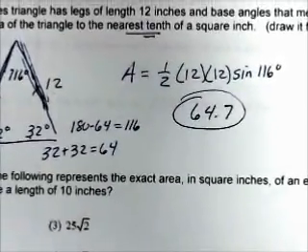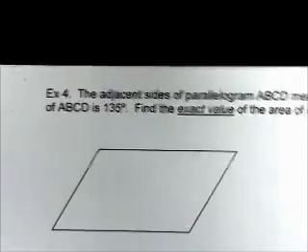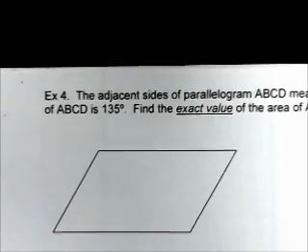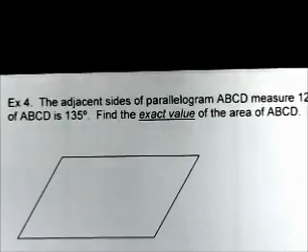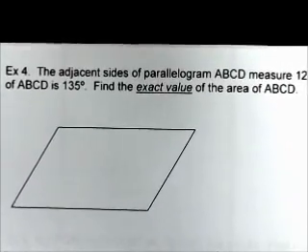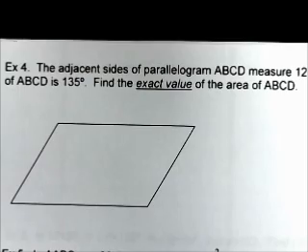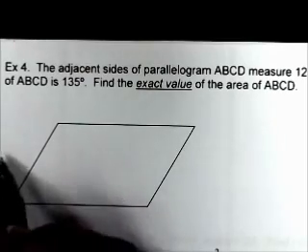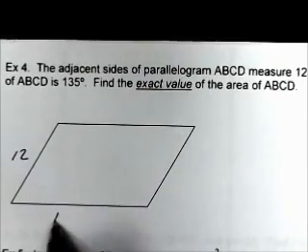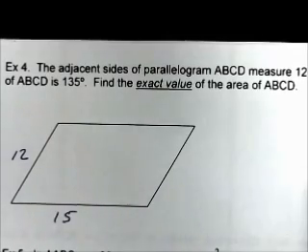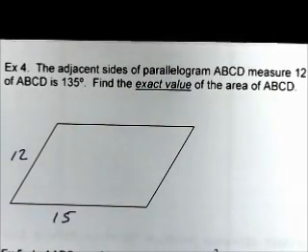We're going on to page 4, looking at example 4. The adjacent sides of a parallelogram ABCD measure 12 and 15. Okay, we've got a parallelogram diagram drawn for us, so let me put down the shorter side's 12, longer side 15. The measure of one angle of ABCD is 135 degrees.